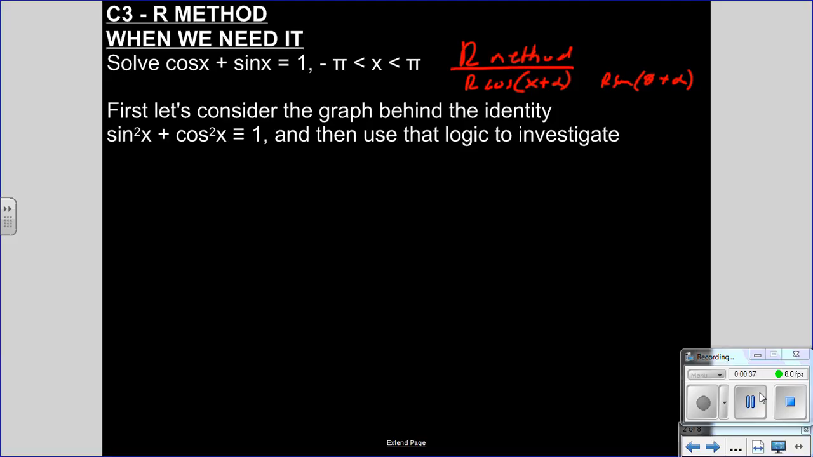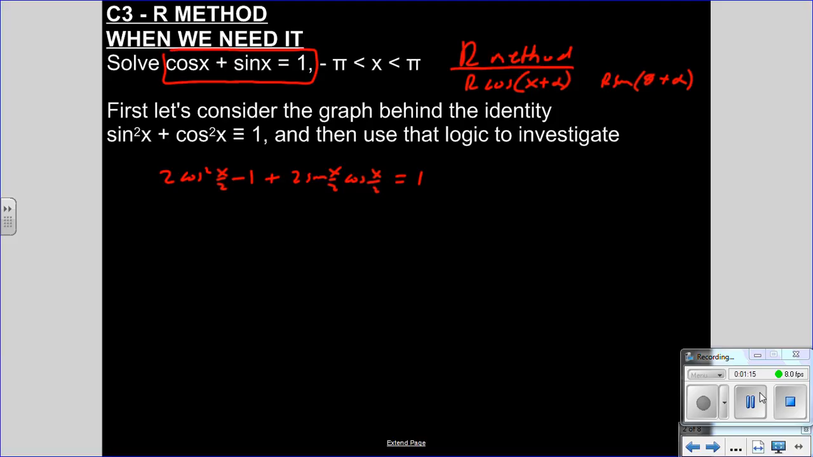In class we're going to investigate what situations we really need to use the R method, but this is a perfect situation for it: solve cos x + sin x = 1. It can be done without the R method. For example, you know through double angles that 2cos²(x/2) − 1 + 2 sin(x/2) cos(x/2) = 1. So what I'm trying to do is use double angles to do this.